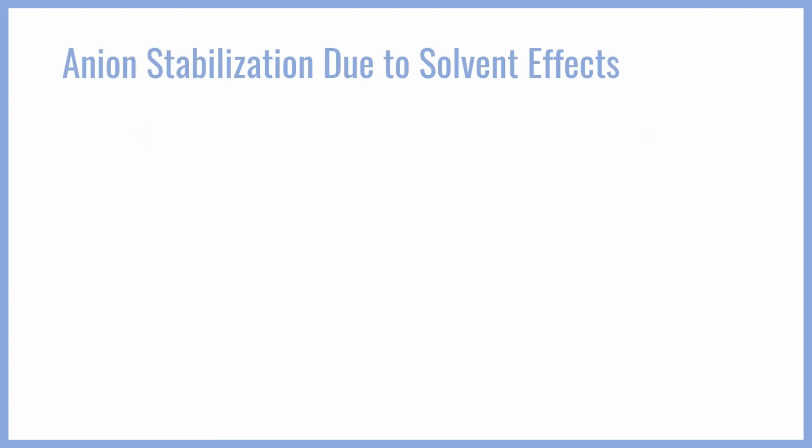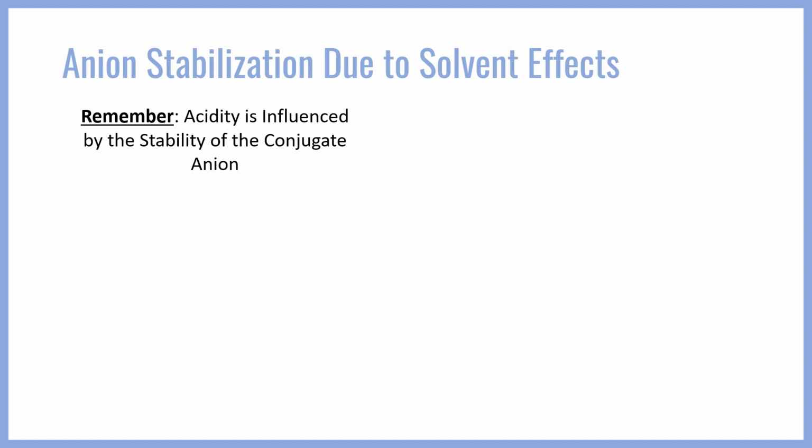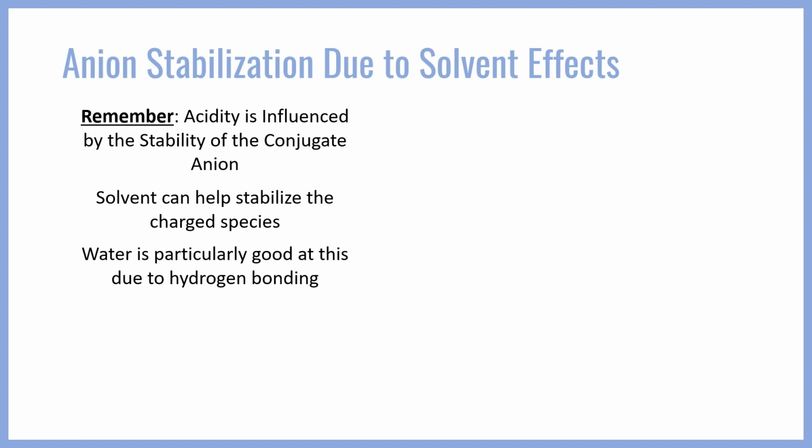It's important to remember that acidity is strongly influenced by the stability of the conjugate anion. It's an equilibrium, and the more stable the right-hand side, the products, is, the more the equilibrium will shift in that direction. Solvents can help stabilize the charged species. In fact, water is particularly good at doing so because of its hydrogen bonding.